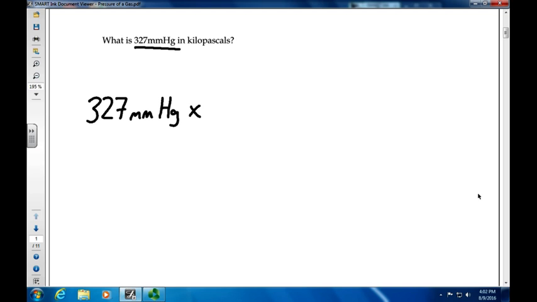But I find that using the intermediary of atmospheres is just as easy and somewhat less complicated in terms of memorization, because we know that there are 760 millimeters of mercury in one atmosphere. That's a given value. We also know from our book that for every 1 atmosphere, there are 101.325 kilopascals.